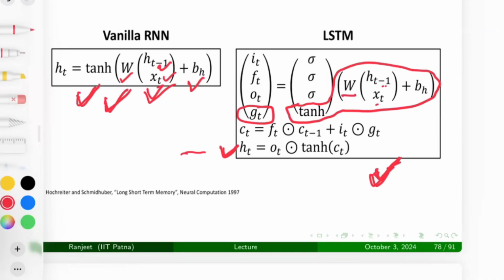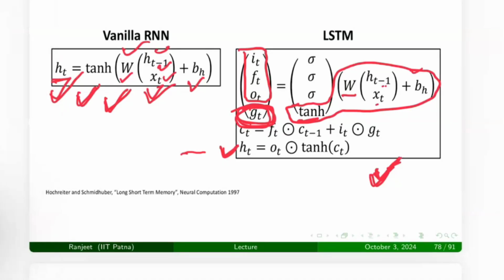You can say this looks similar to vanilla RNN. Here also we are applying W on HT minus 1 and XT, the same thing, then adding bias and applying tanh and getting this state. So the last term is similar to the vanilla RNN. But apart from this last component, we have three more components here: IT, FT, and OT. And there is a meaning of all these components. Let's explore one by one.